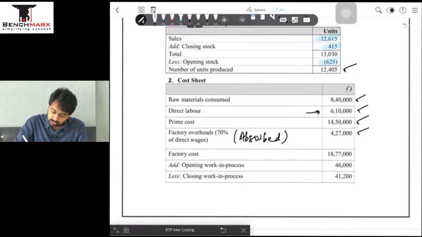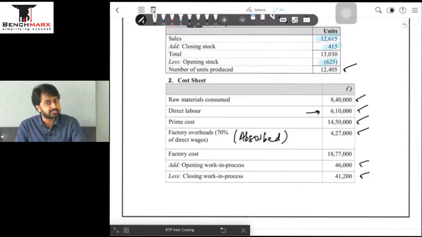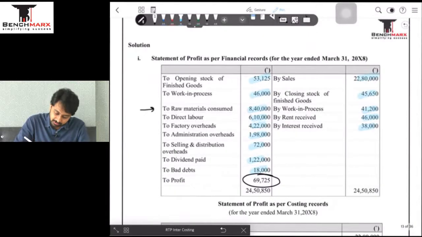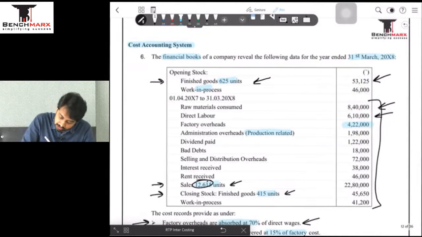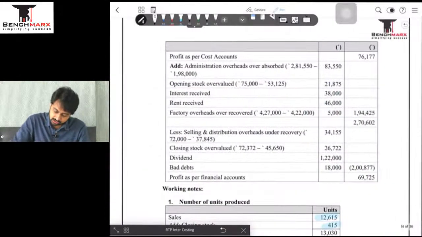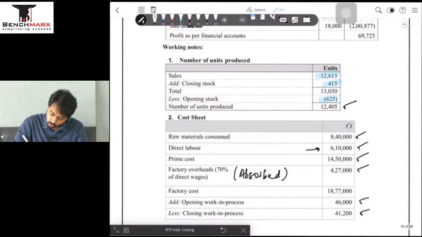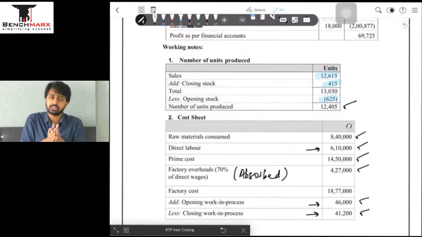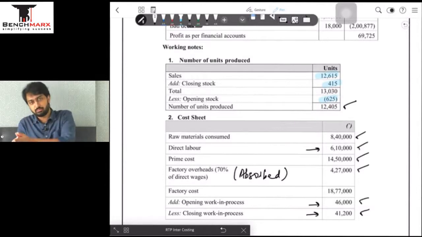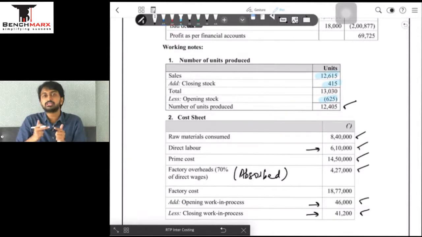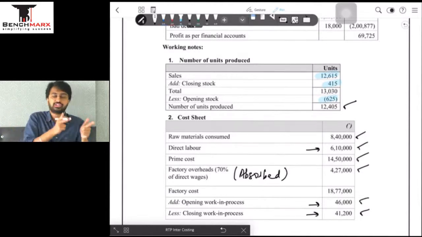Opening and closing WIP. Now these two figures also generally keep on changing as per costing records and financial records, but in the absence of information, I will take the numbers from here. That is nothing but 46,000 opening and 41,200 closing, assuming that the costing WIP and financial records WIP are the same. However, if the numbers were different, then I would take WIP as per costing records in the cost sheet.